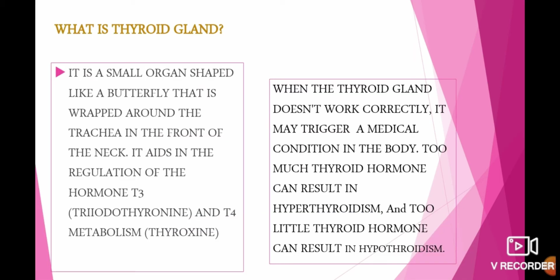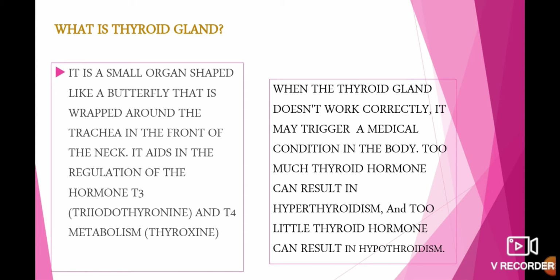What is the thyroid gland? The thyroid gland is a small organ shaped like a butterfly that is wrapped around the trachea in the front of the neck. It aids in the regulation of the hormone T3, triiodothyronine, and T4 metabolism, thyroxine.